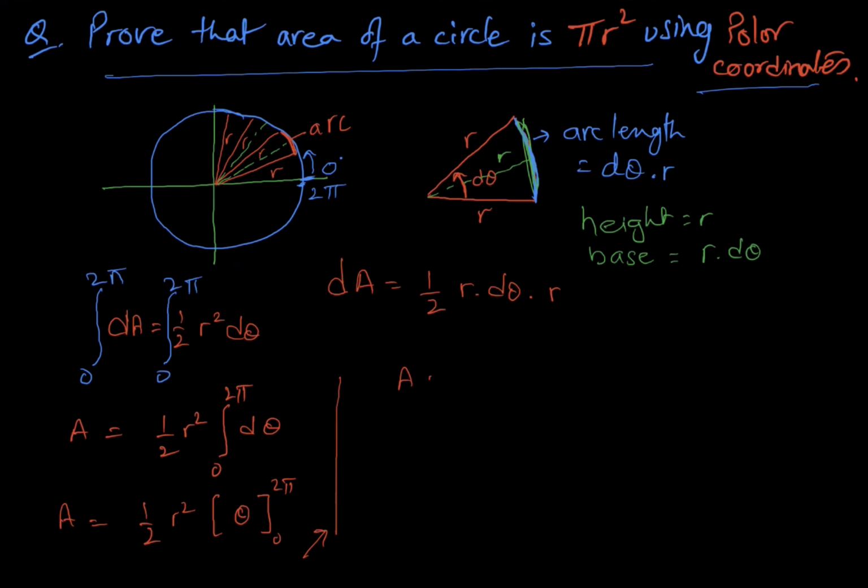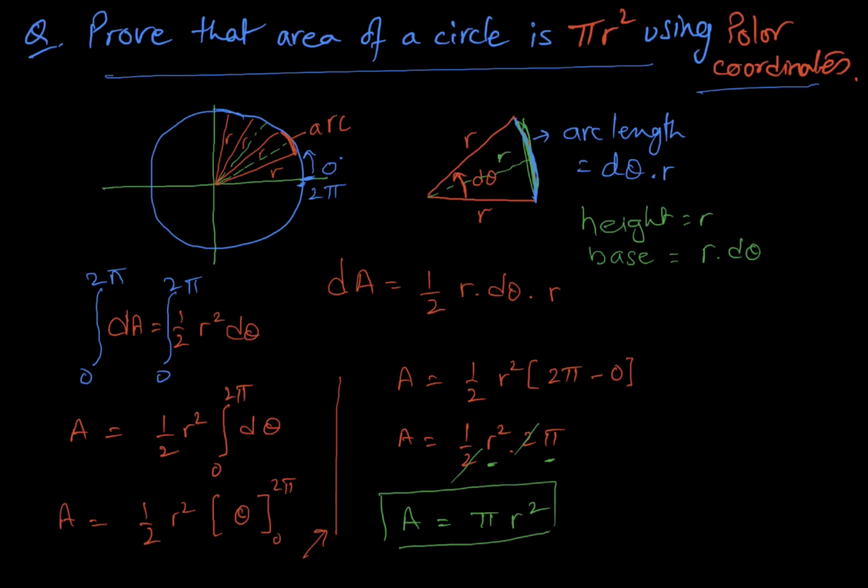Now let's use the limits. So we can say now area is equal to half r squared. I'm going to substitute the top limit first, take away the bottom limit, which simplifies further to area is equal to half times r squared times 2 pi. We can cancel 2 and 2, and we are left with area is equal to r squared and pi. So all we can write is that A equals pi r squared, and that is the area of a circle.